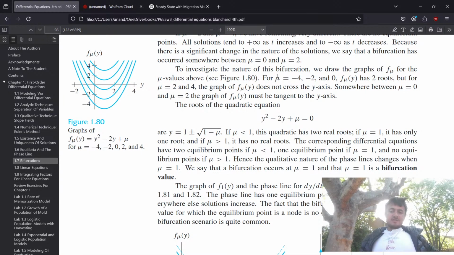All right. To investigate the nature of this bifurcation, we draw the graphs of f sub mu, for the mu values above.